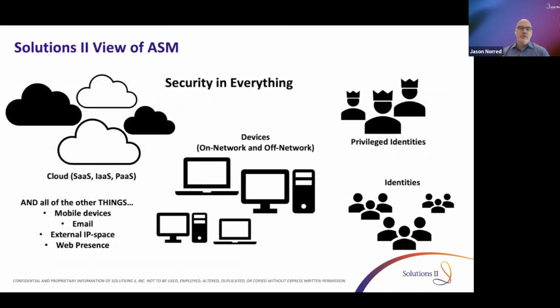So our view of ASM, or attack surface management, is it really is all about security in everything. So instead of building a security model that's based off a specific device security or identity security, you have to think about security in everything. And everything that we do, every new application we onboard, every employee that we onboard, every contractor that we onboard, and probably maybe even more importantly, every employee or contractor that we offboard, we need to think about how we're doing that in a secure fashion. So this includes cloud devices, privileged identities, and all the other things. So you really have to think about security in everything.